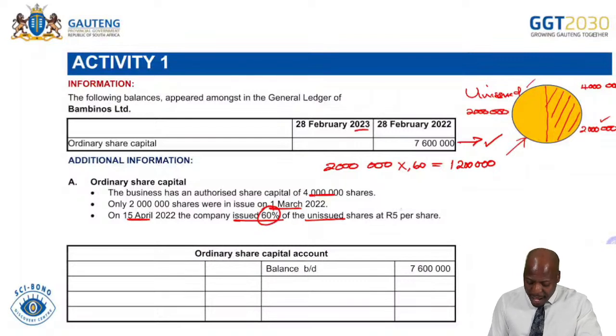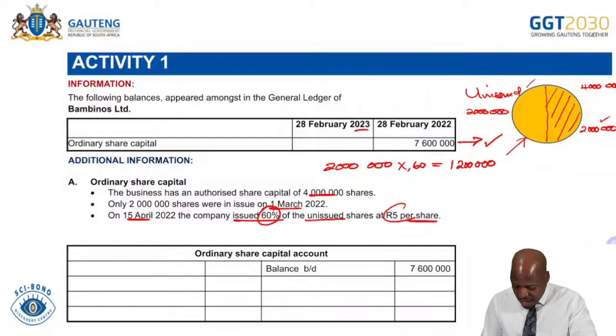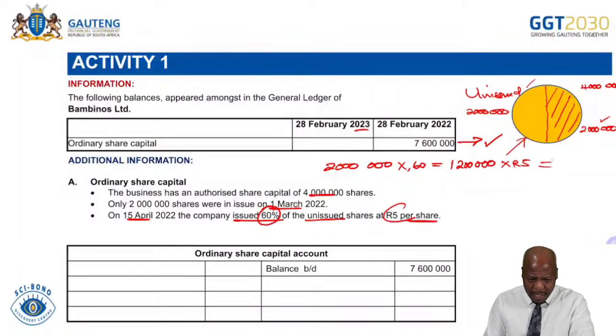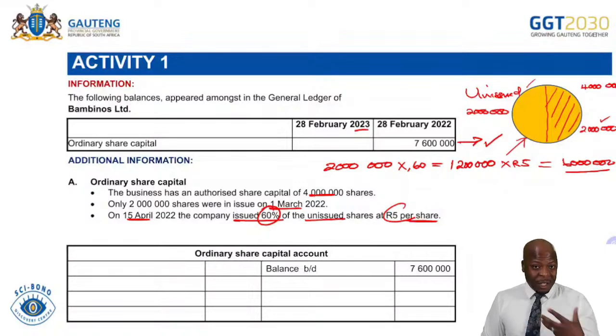Then we have issued them at 5 rand per share. That means I'm going to come to this 1.2, then I multiply this by 5 rand. Okay. How much then does it give us? Thank you. Someone is saying, Mr. Simbi, it gives me 6 million. Do you all get 6 million? Thank you. 6 million. So out of this issue, we have received 6 million.